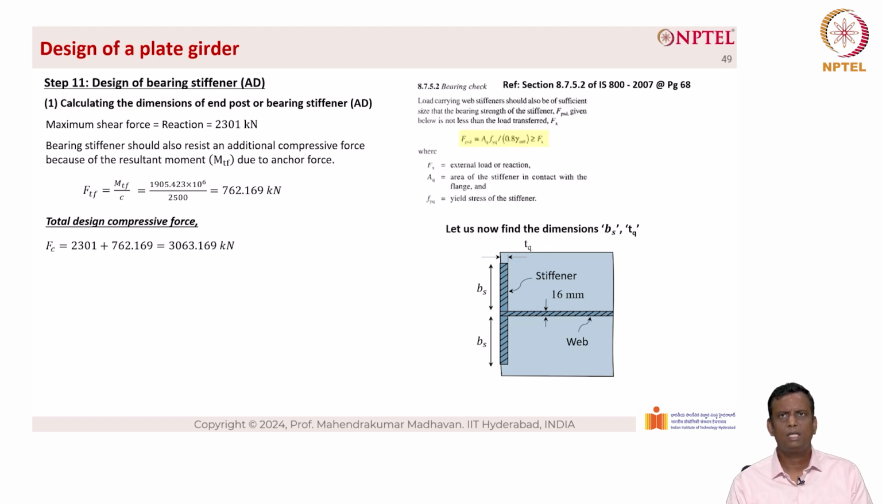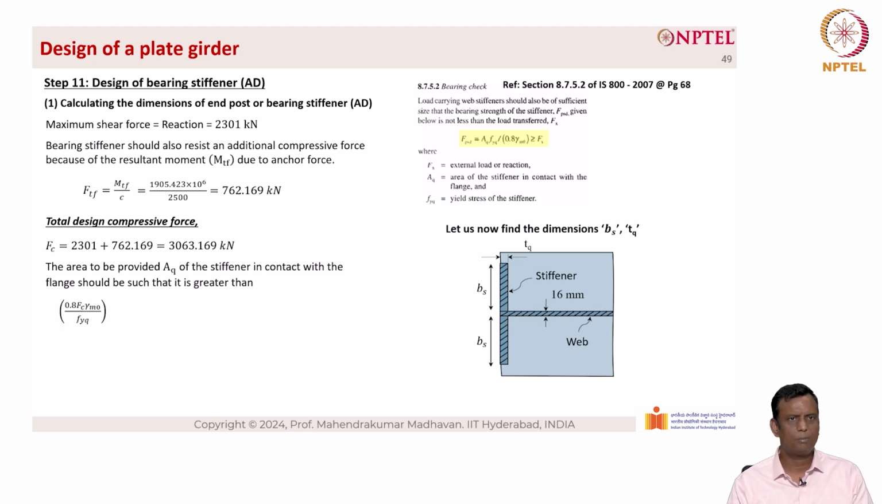Now let's look at the bearing check as per IS 800. The area to be provided AQ of the stiffener in contact with the flange should be greater than 0.8 FC into gamma m naught divided by FYQ. That is 0.8 into 3063, which is the total design compressive force, into 10 power 3. Basically, we are changing from kilonewton to Newton, into 1.10, the safety factor, divided by FYQ, which is the yield stress of the stiffener, which is 250. So when we do so, we get 10,782.35 millimeter square.